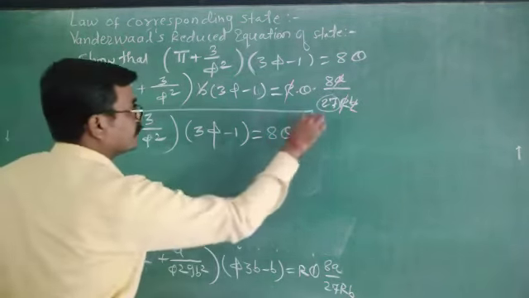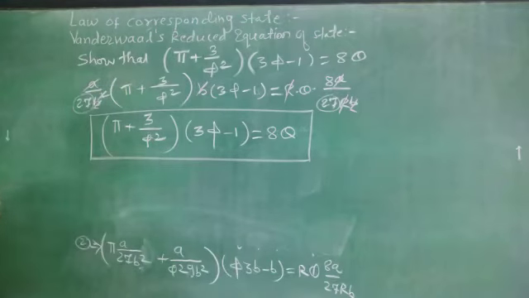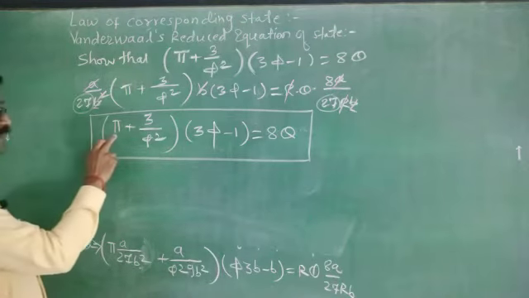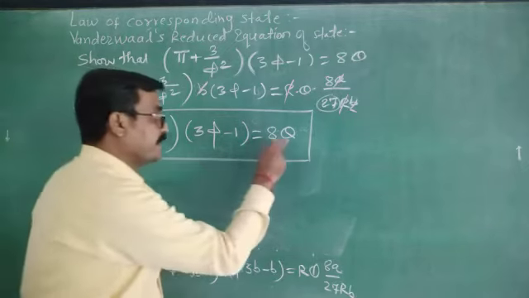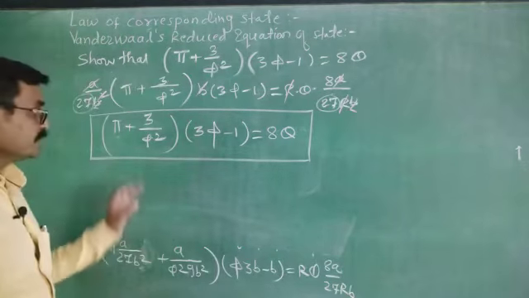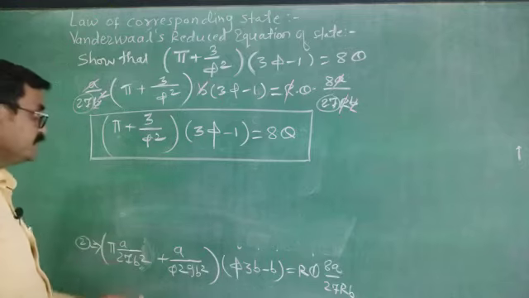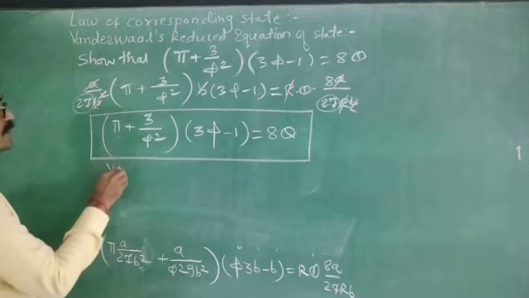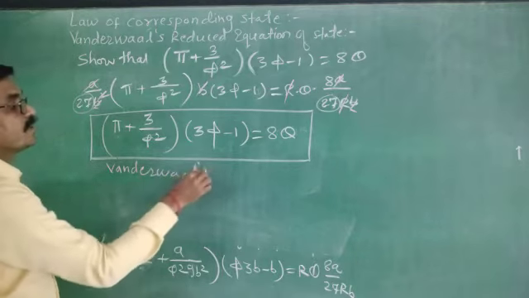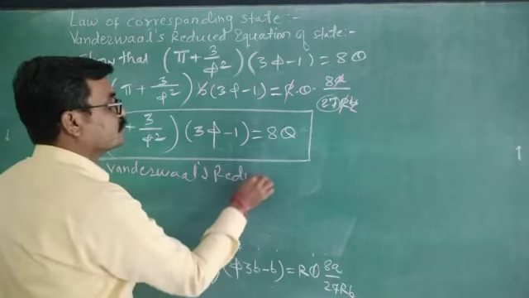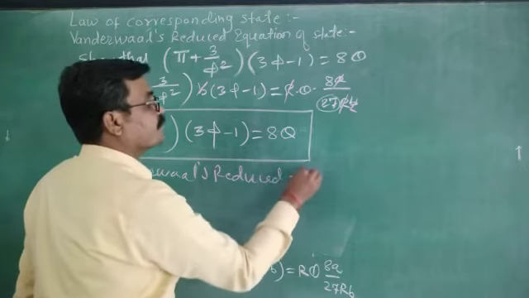Here this equation is derived. Here pi is reduced pressure, phi is reduced volume and theta is reduced temperature. This statement is the van der Waals reduced equation of state. What is it? Van der Waals reduced equation of state.